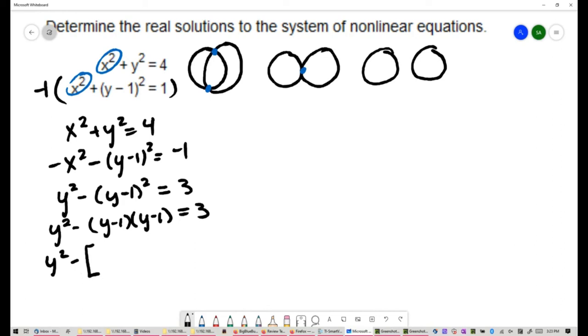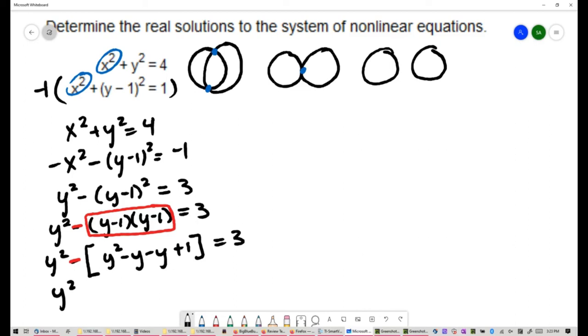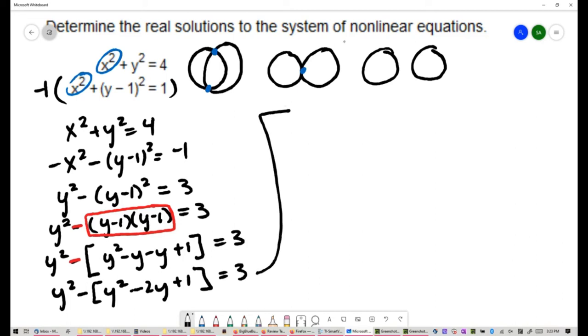I'm going to put a bracket here because of this minus. I need to make sure that this minus applies to everything behind it. So I'm going to put that bracket there to make sure that I don't mess up with the negative later. So when I multiply this out, I would have y squared minus y squared minus 2y plus 1 equals 3. So I combined like terms inside those brackets. I'll continue up here. And now I'll distribute that negative.